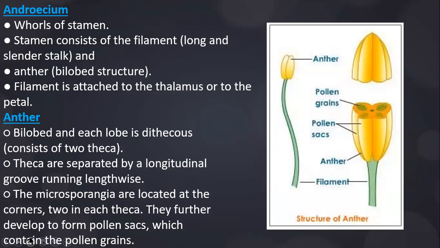So let's move on in detail. First, Androecium. You all know that Androecium consists of individual units known as the stamen. The stamen consists of the filament and the anther. The filament is a long and slender stalk-like structure. Okay guys, this is the filament. If we are drawing a long, slender, stalk-like structure, what do you call this particular structure?